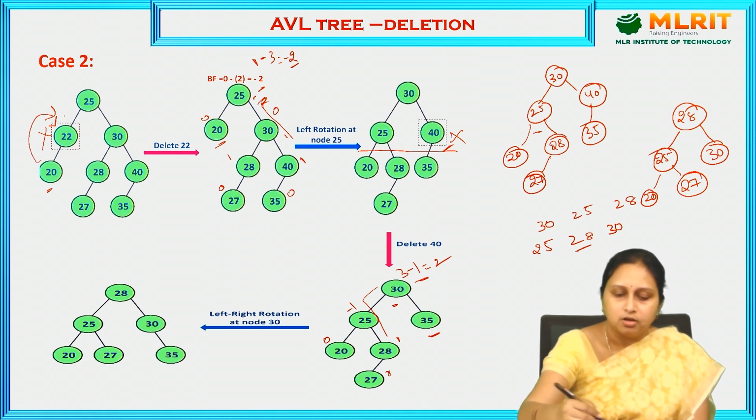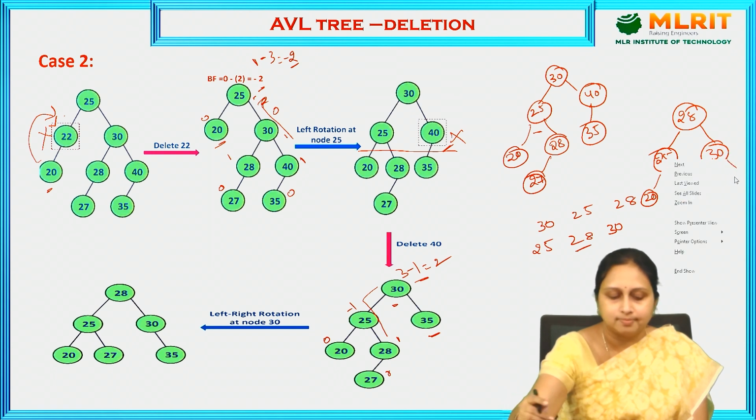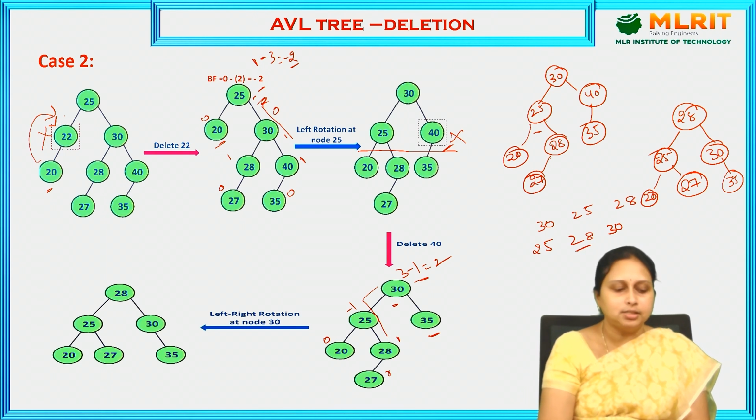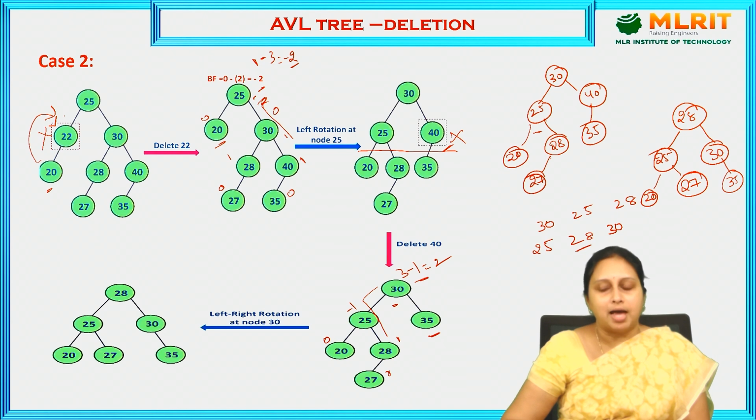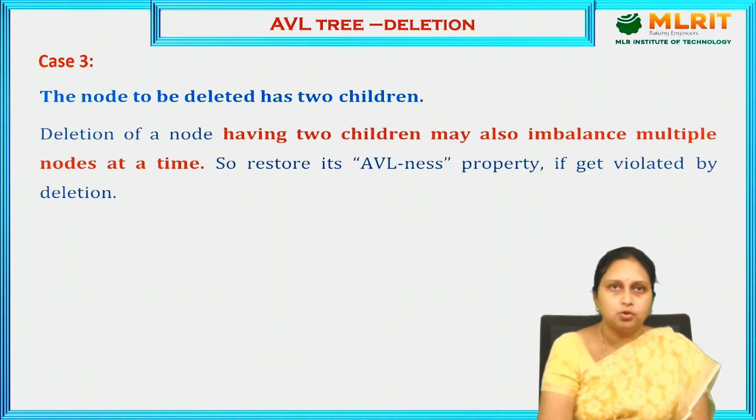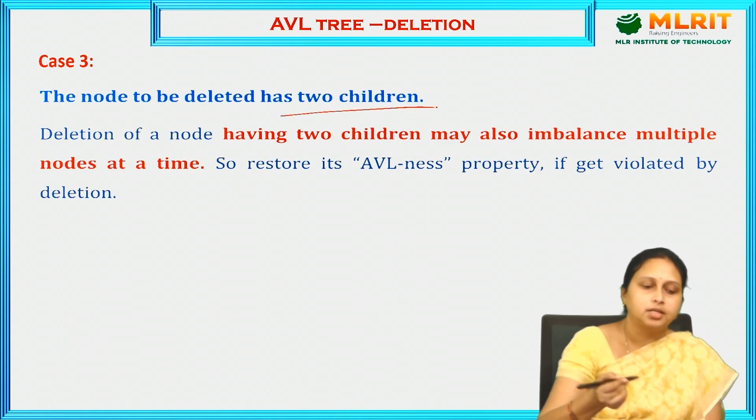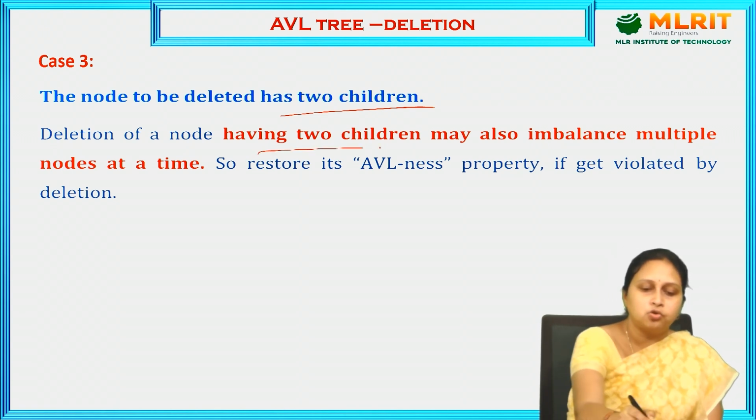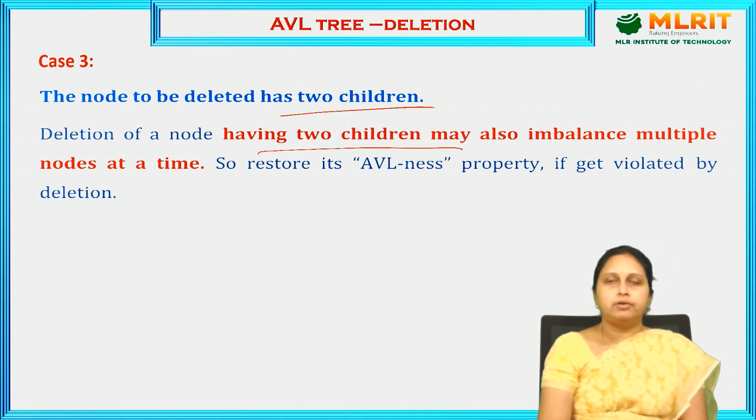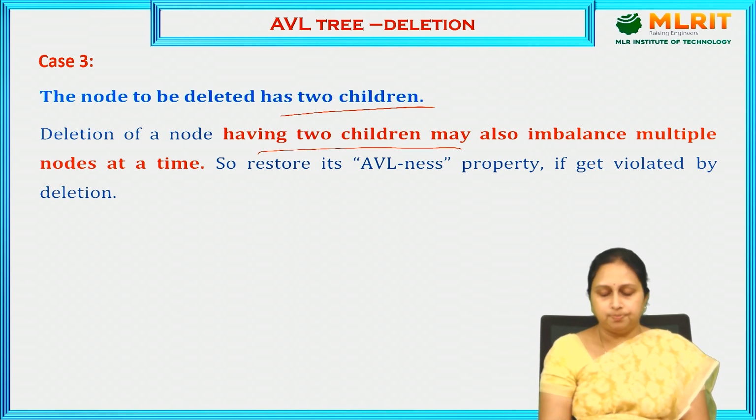And here for 30 you have the right child as 35. That one also we need to place, 35 as the right child. Like this way the tree will be represented and it is balanced. And the third case, the node to be deleted with two children. Here also, removing a node with two children can imbalance multiple nodes at a time. So to restore it, we need to fix the AVL property that gets violated by the deletion.